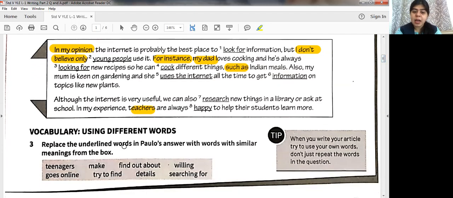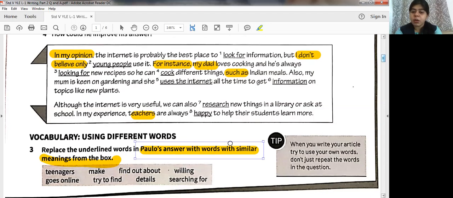Vocabulary. Replace the underlined word in Paul's answer with the words with similar meanings from the box. Now, you can see in this article, students, there are some words underlined. In order to bring about an improvement in the vocabulary, you have to replace those underlined words by using the correct options from here.